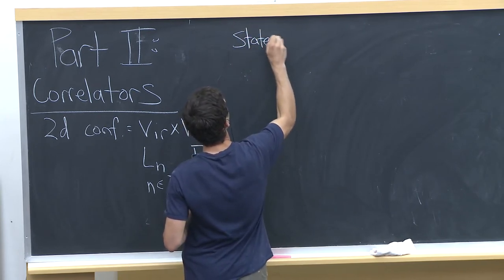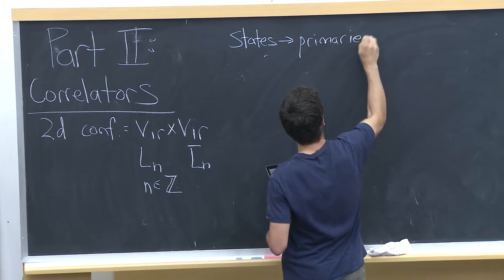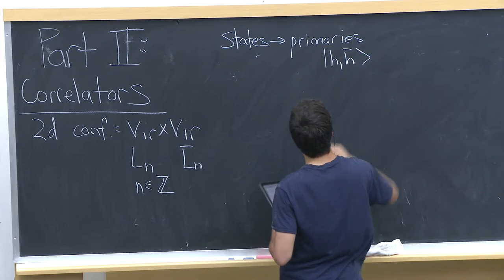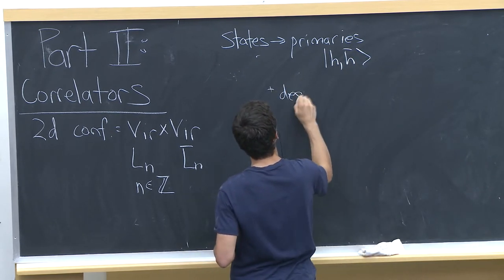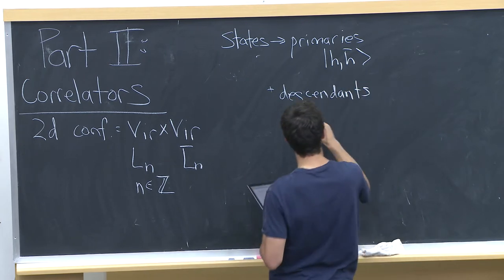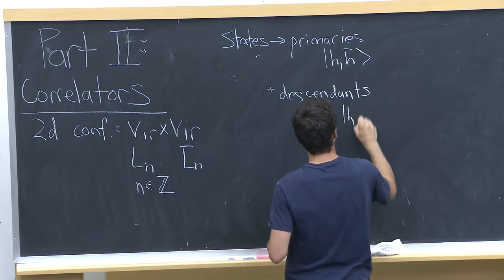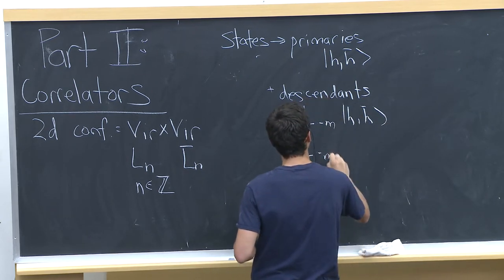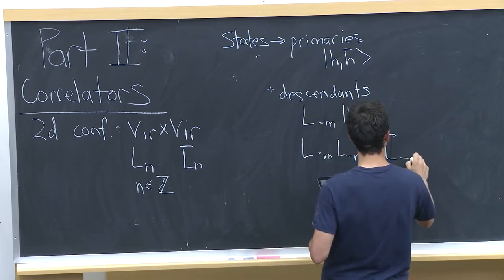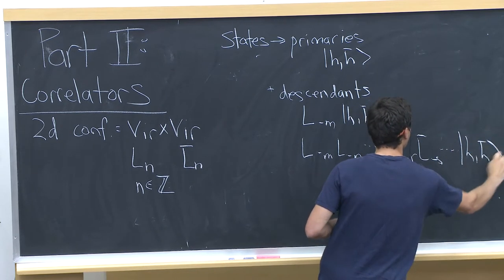States are organized into primaries labeled by their dimensions, h and h bar, and descendants, which are things like L minus M, h, h bar, L minus M, L minus N, et cetera, L bar minus R, L bar minus S, et cetera, h, h bar.